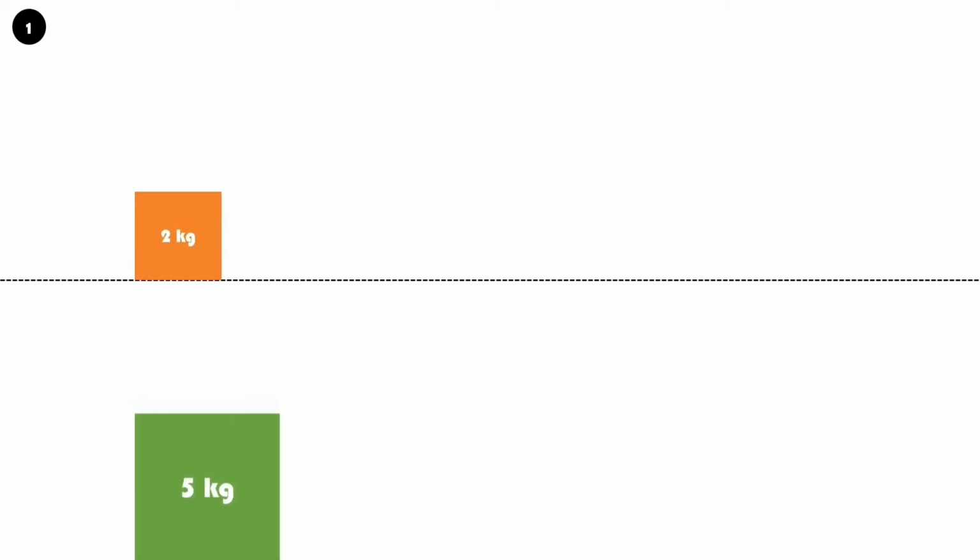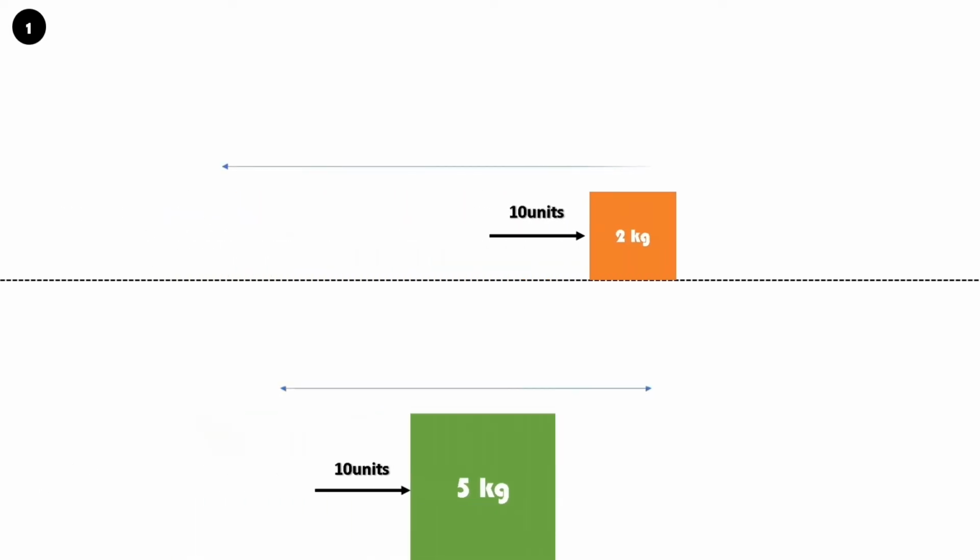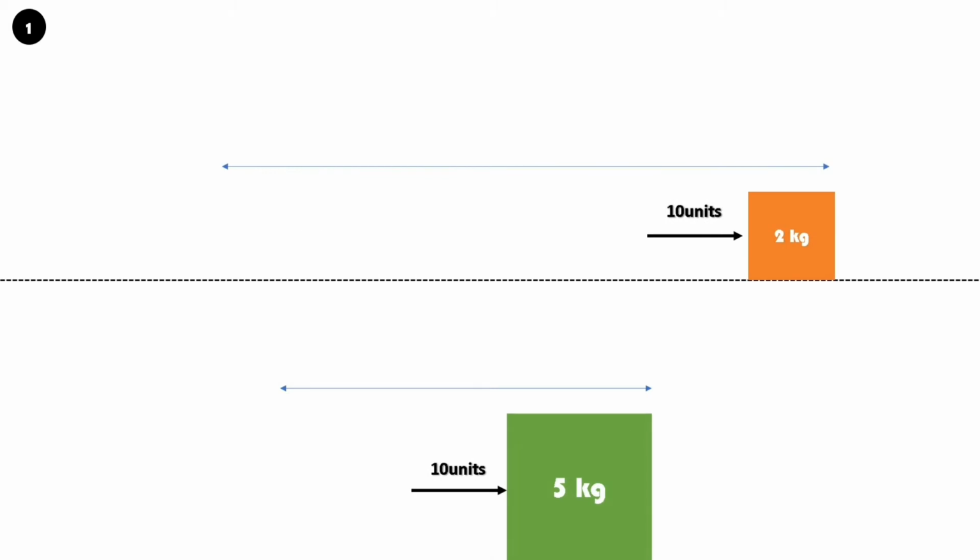Let's consider an example with two cases. In the first case, we are taking 2 kg of mass, and in the second case, we are taking 5 kg of mass. In both cases, we are applying the same force, that is 10 units. After applying this force, let's see what happens. Here, we can observe that in the same time, the box in the first case has travelled more distance when compared to the box in the second case.